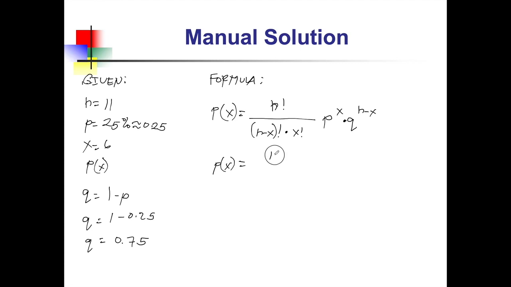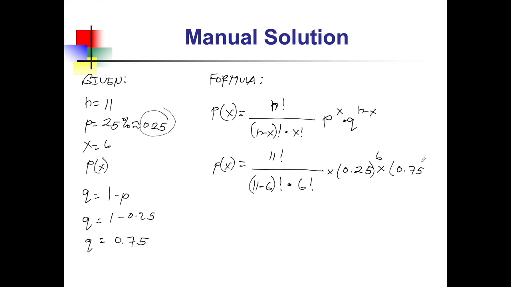Let's have here 11 factorial all over N minus X, we have 11 as our N. 11 minus 6 factorial multiplied by X factorial, which is 6. So, 6 factorial multiplied by P raised to X, which is 0.25. Let's raise this to the value of X. So, 0.25 raised to X, which is 6, multiplied by 0.75, where this came from, that is it. Now, raised to N, which is 11, minus 6.